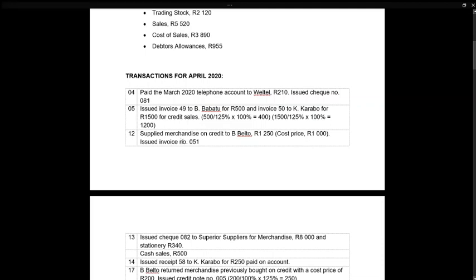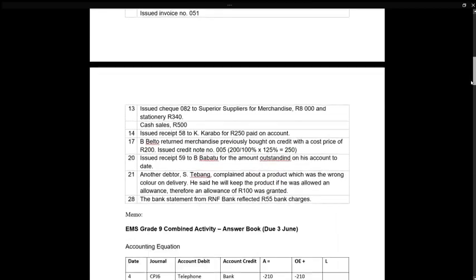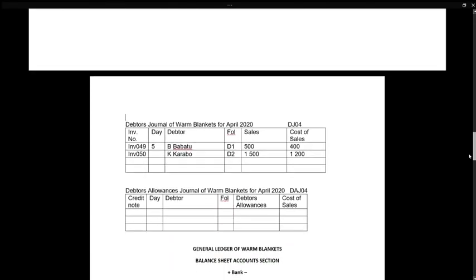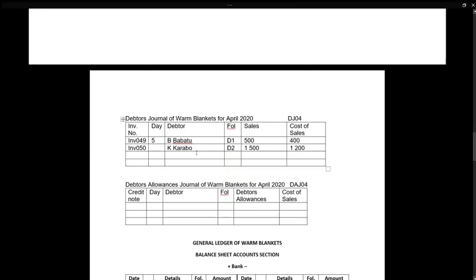Okay, next transaction. The 12th, supplied merchandise on credit to B Balto 1,250, cost price 1,000, issued invoice number 051. Right, easy. They gave us all the information. We just need to go and fill it into my debtors journal. They said supplied on credit, so I know. Invoice 051 took place on the 12th. And that debtor was B Balto, and B Balto will be D3. Did I spell Balto? Yes. And my selling price is 1,250 Rand. They gave me cost price, it is 1,000 Rand.